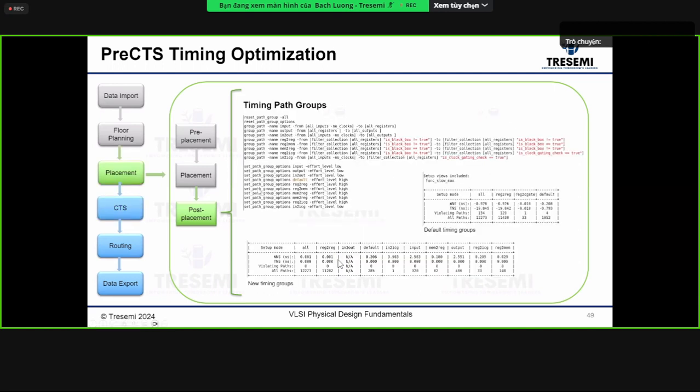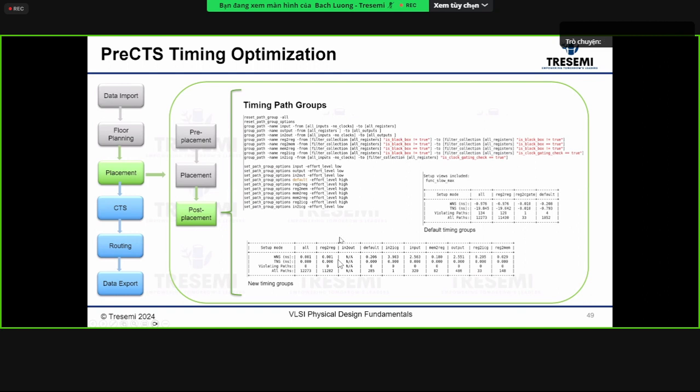Now, the timing path groups by default, if you don't do anything and don't set any timing path group, this is what Innovus is going to give you: reg to reg, and then reg to clock gating cell. So basically, this is three groups: reg to reg, reg to ICG, and the default, which is everything else besides these two. This will be the timing group default if you don't set it.